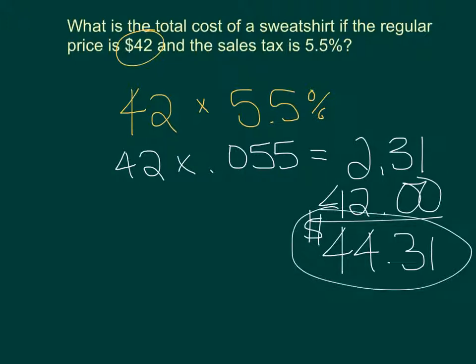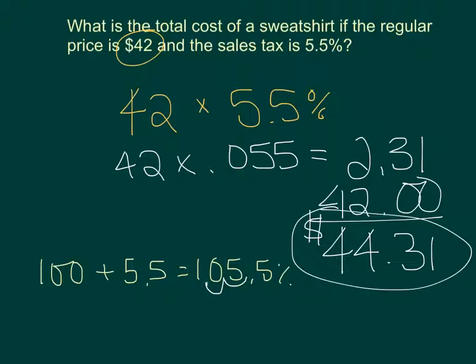You can also do it the other way, and I'll show you real quickly how to do that one. It's 100% of the price plus the 5.5%, so you're paying 105.5% of the price. You turn the 105.5 into a decimal, so it's 1.055 multiplied by the $42, and you get $44.31.